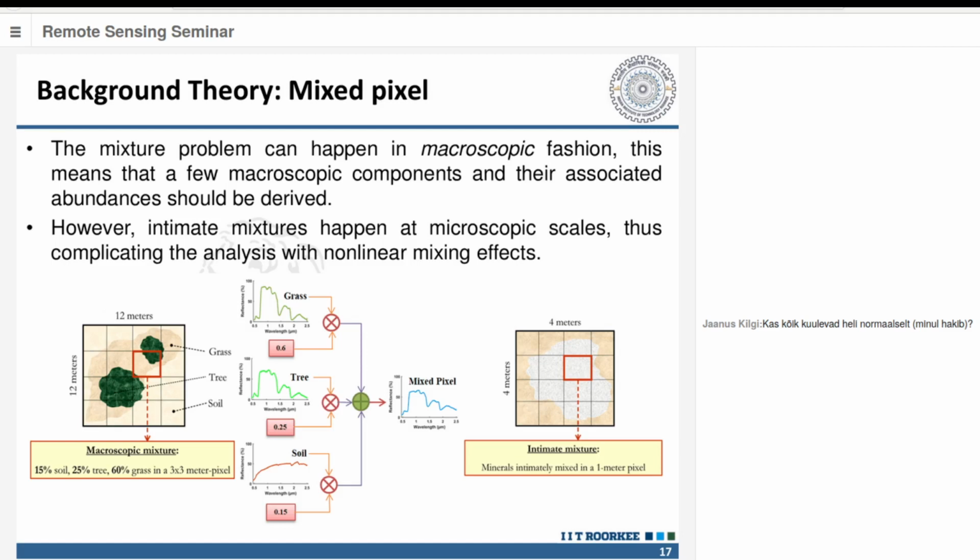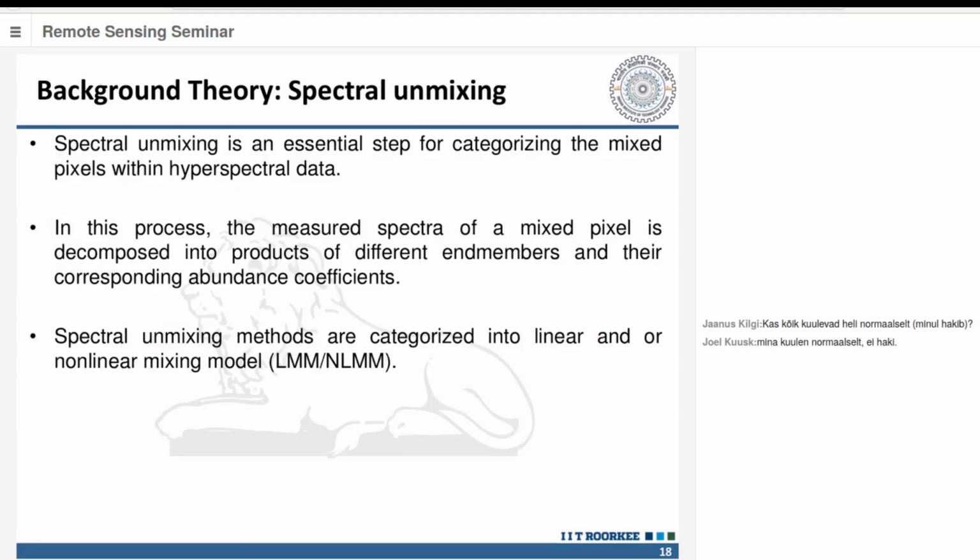Mixed pixels basically occur at two levels, a macroscopic level and a microscopic level. These are based on the type of the mixing ratio and the type of the contents or objects of the pixel. If the objects are very close, very intimate, then this kind of mixing is called microscopic mixing, and there is a sort of big-size sample, and this kind of mixing is called macroscopic mixing.